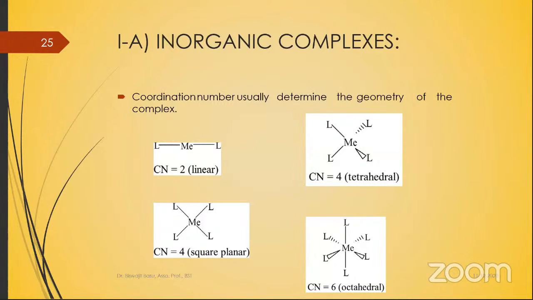So coordination number is the maximum number of atoms or groups that can combine with the central atom in the coordinated sphere. This coordination number determines the geometry of the complex. That means the complex will be linear, or tetrahedral, or square planar, or octahedral. That completely depends on the coordination number.